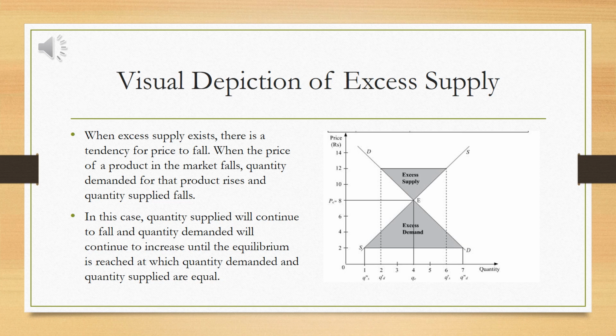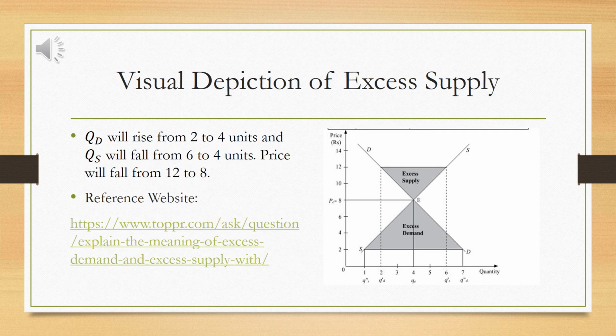In this case, quantity supplied will continue to fall and quantity demanded will continue to increase until the equilibrium is reached, at which quantity demanded and quantity supplied are equal. Quantity demanded will increase from 2 to 4 units, and quantity supplied will fall from 6 to 4 units. Price will also fall from 12 to 8.